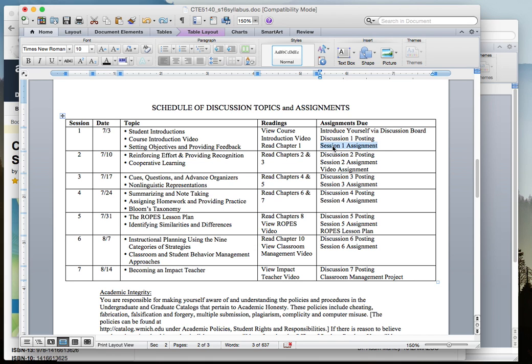Now the session assignments are questions derived from the text. So that's where chapter 1 comes into play. You are not going to be able to complete the session 1 assignment until you read chapter 1. The same goes for all the other subsequent chapters and session assignments.